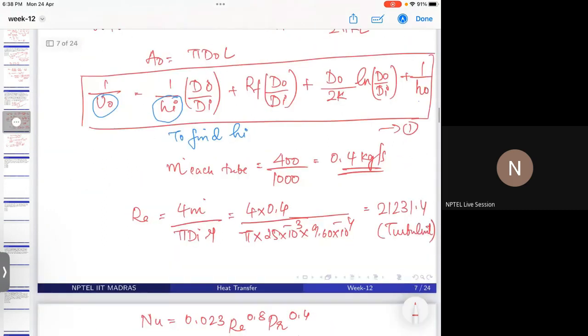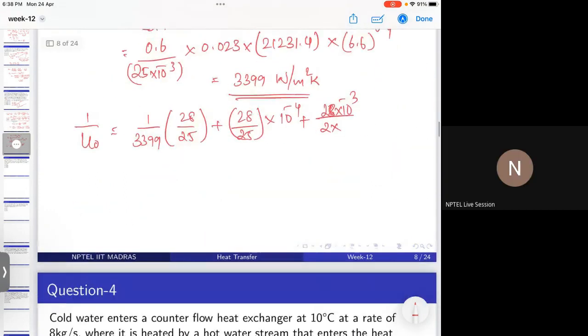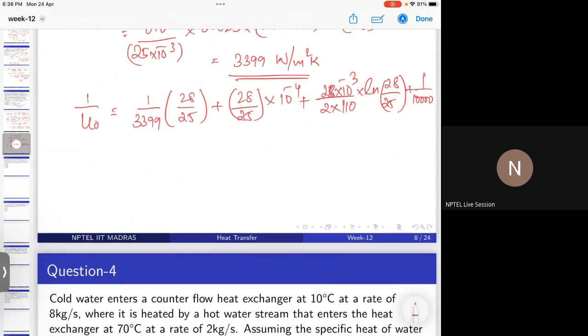Can you repeat what this K is? Whether K is the thermal conductivity of water or the brass tube metal? Yes, it is given as 110 into ln 28 divided by 25, plus outer heat transfer coefficient is given 10,000. So if you take the inverse, you will get around 1,800 watt per meter square Kelvin.